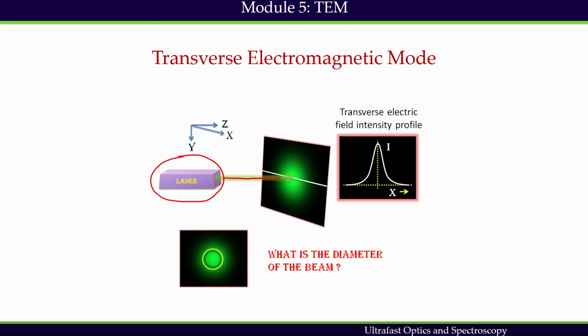If a piece of paper is placed on the laser beam, just like the one here, we get a cross-sectional area illuminated by the laser beam. What we observe is called transverse electromagnetic mode. This is also, in short, called TEM.